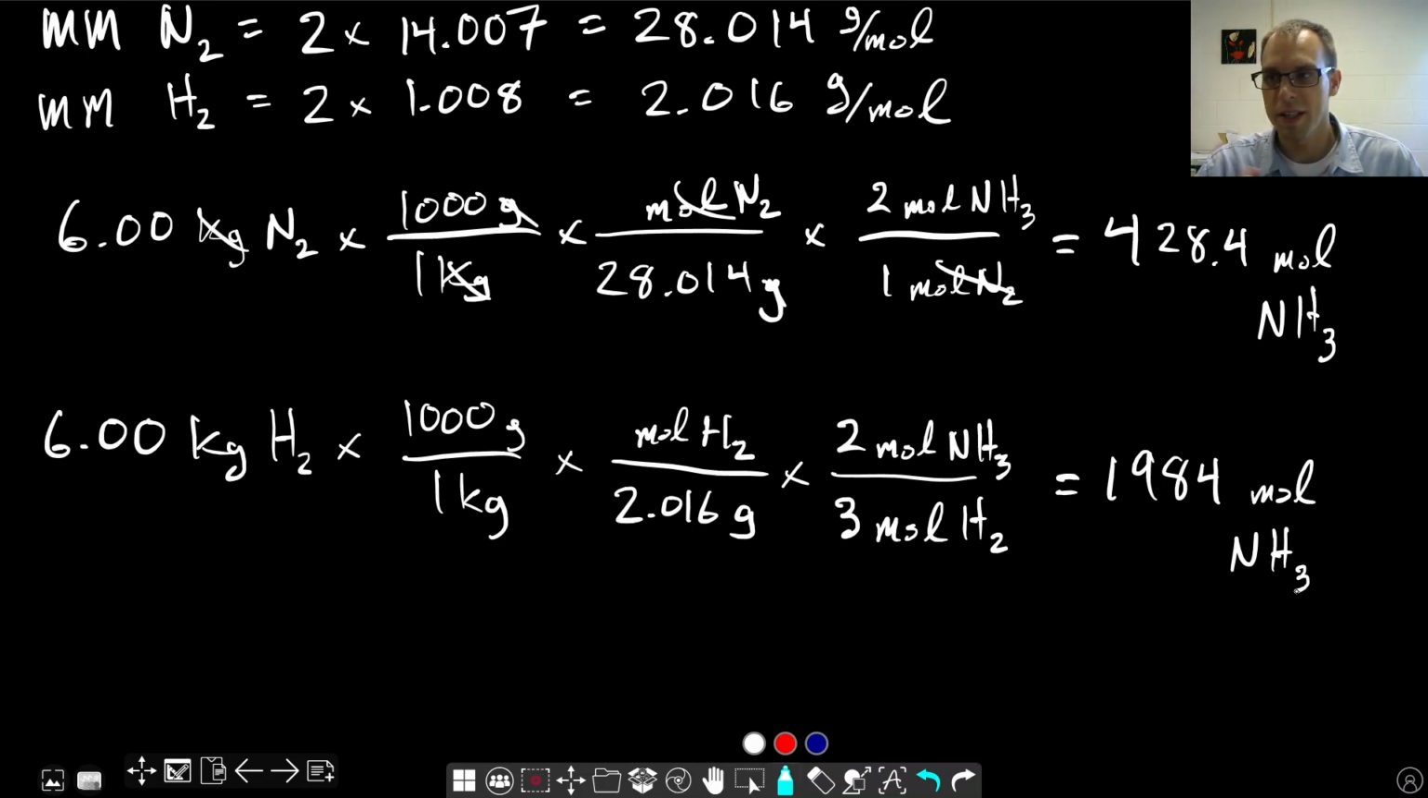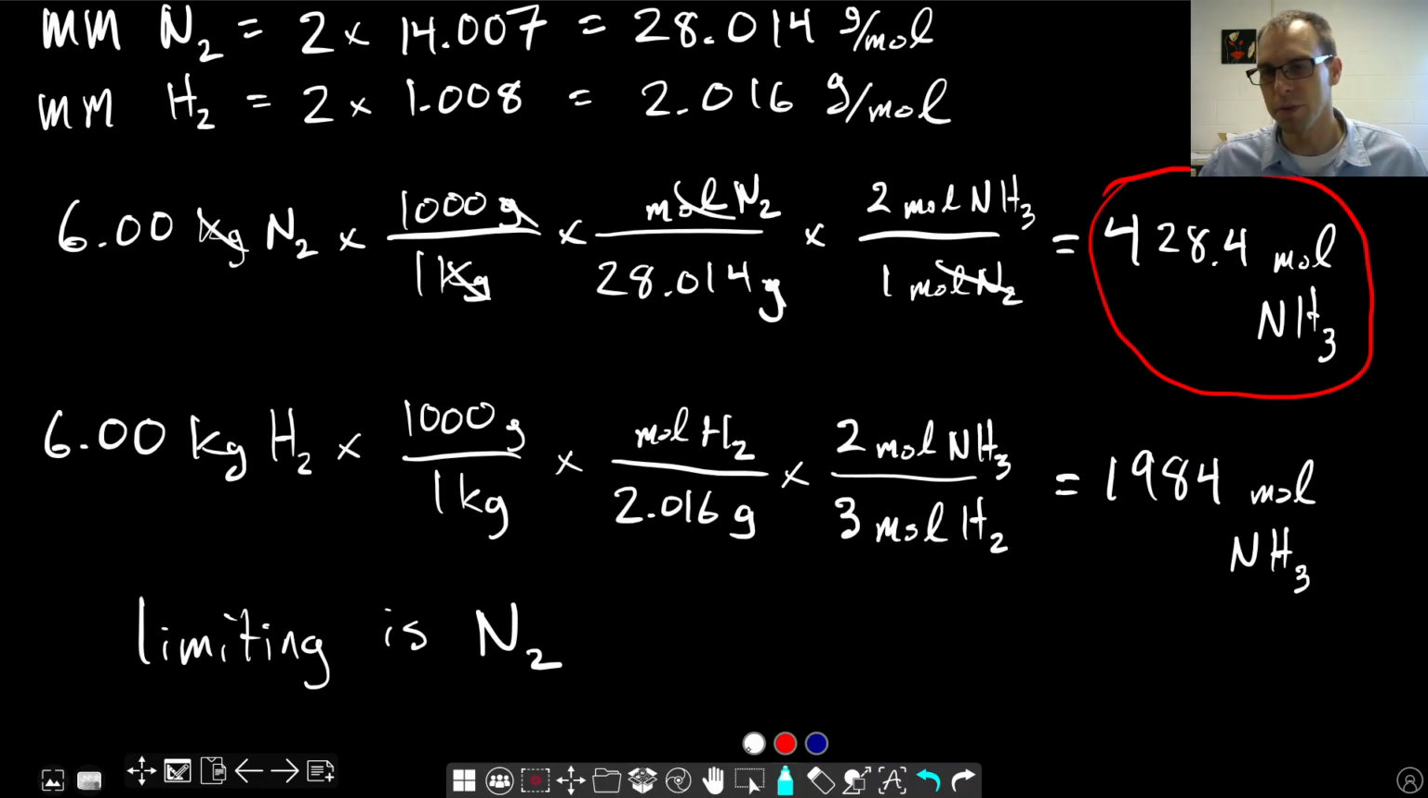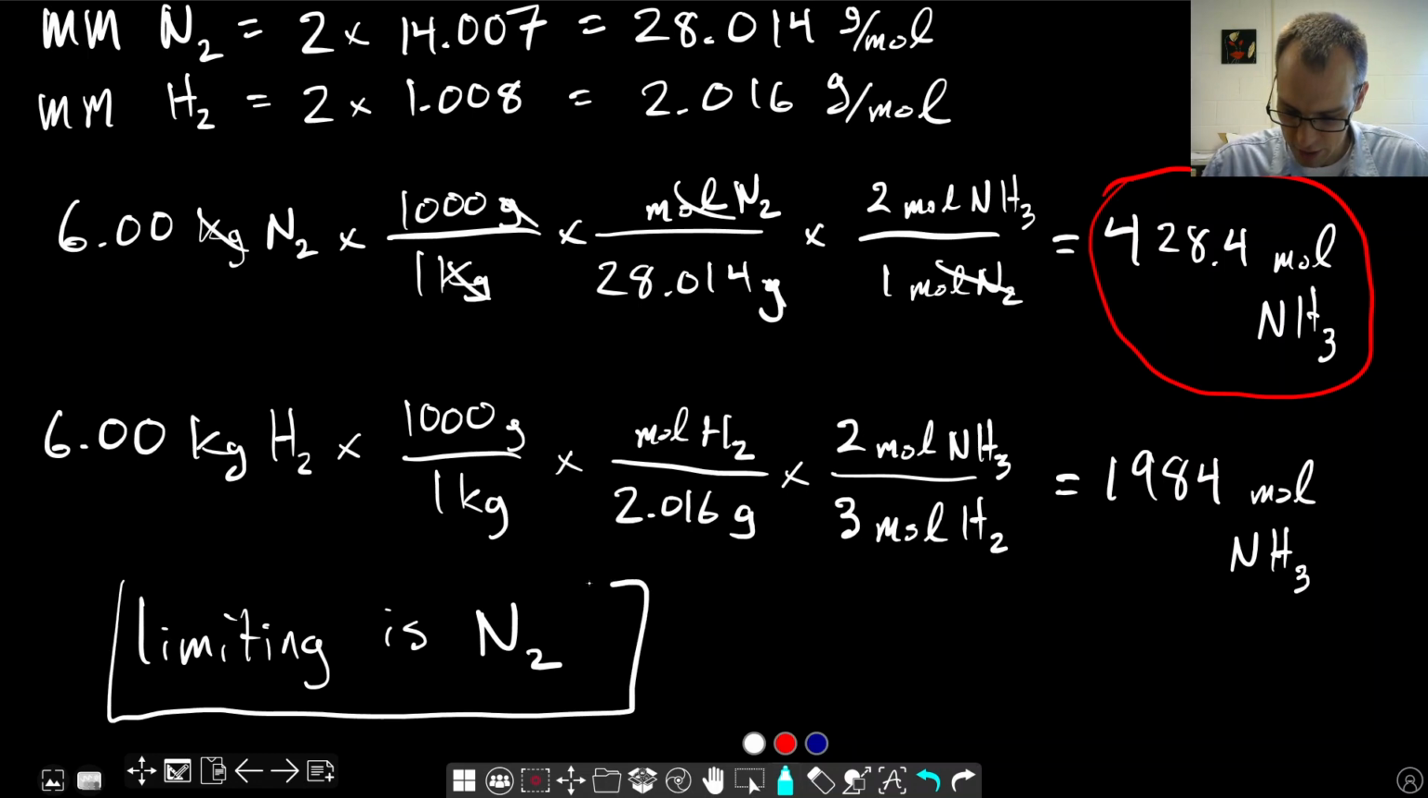Okay, so what we can see here is that our limiting reactant is nitrogen, because it produces less ammonia if we let this reaction go to completion. If this reaction proceeds at 100% yield, so all of the nitrogen reacts and forms ammonia, we would expect to get 428.4 moles of ammonia. We can convert that to grams if we want to. So the answer to which one of these is limiting us is that the limitation is nitrogen.